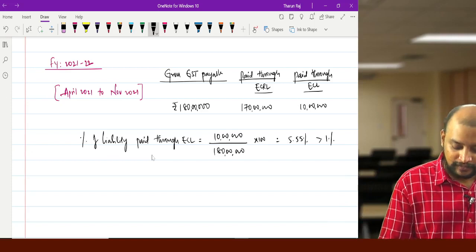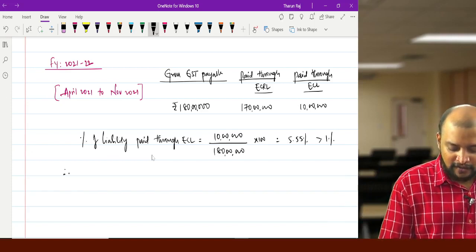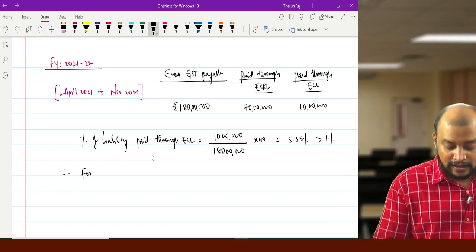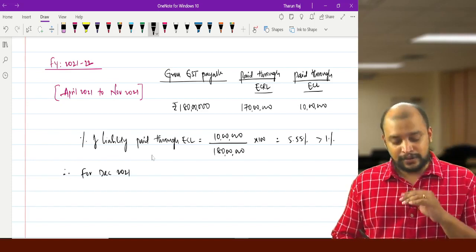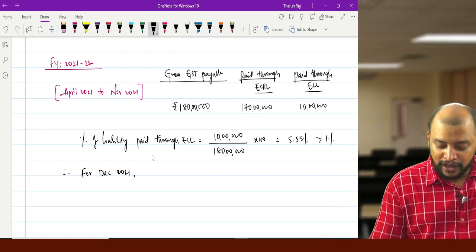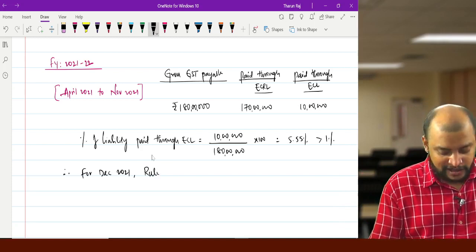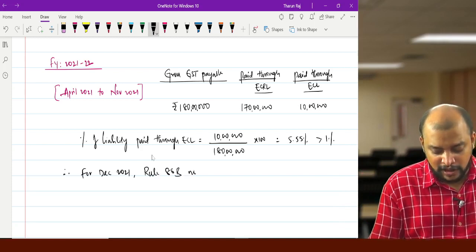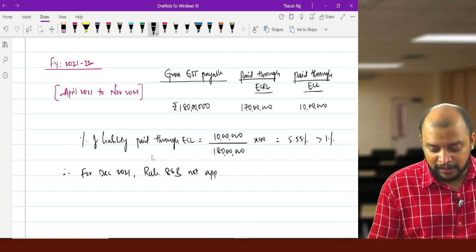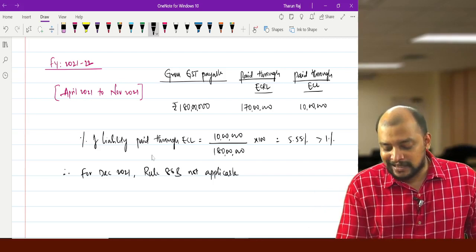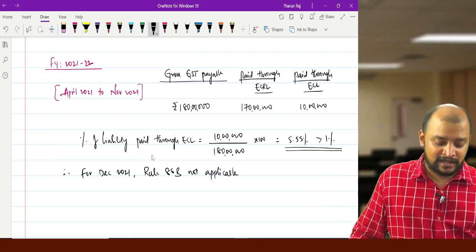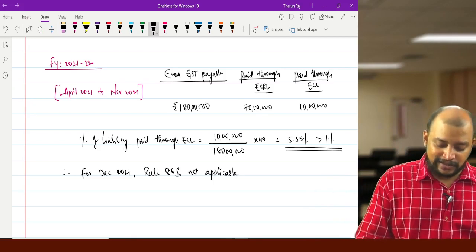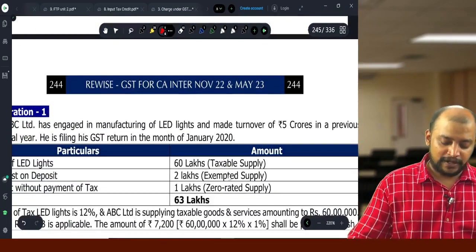Therefore, for December 2021, no need to pay. Rule 86B not applicable. Why not applicable? Because up to the current month already we have paid greater than 1%. So therefore rule 86B is not applicable in that case. That is this point.